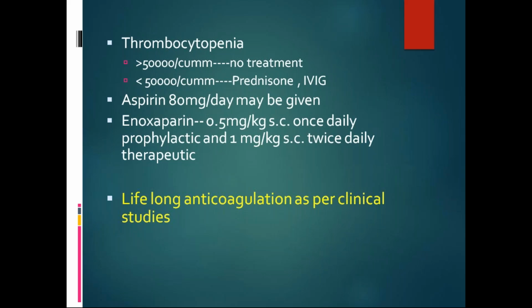What is the aspirin dose? 80 mg per day has to be given. Enoxaparin, which is a heparin, means it's one of the variants of heparin. It has to be given 0.5 mg per kg subcutaneous once daily, prophylactic. But usually lifelong anticoagulation, that is lifelong warfarin, has to be given.